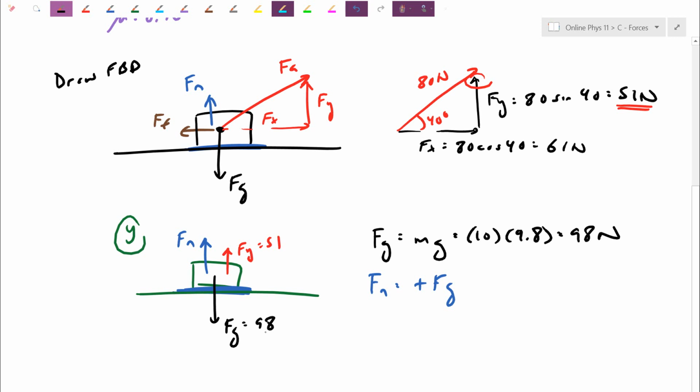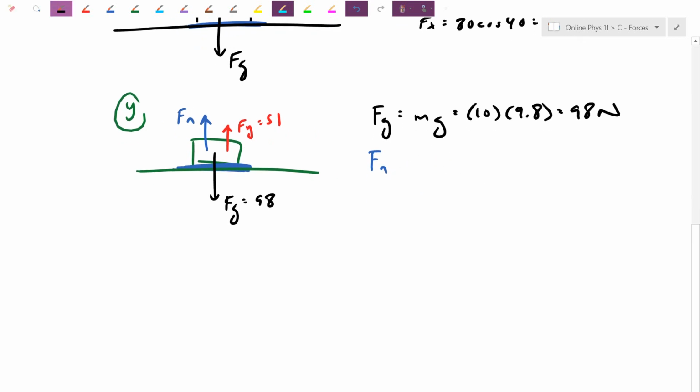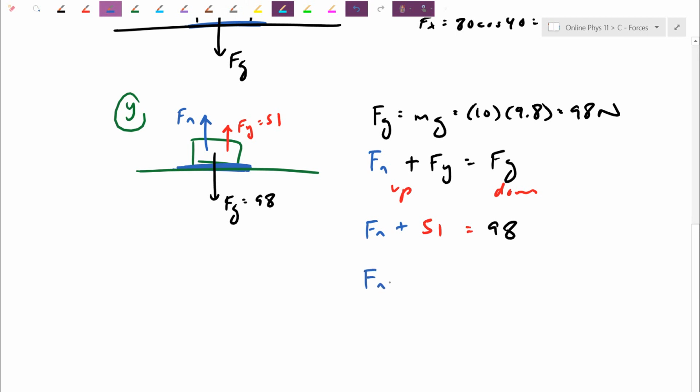The Fn used to go 98, but because I'm also supplying a 51, if the Fn pulled the whole 98, then in total this object would lift off the ground, which doesn't happen. The Fn relaxes a little bit and says, all right, between us two forces, Fn and Fy, we are the upwards pulling forces. Fg is the downwards pulling force. How much does Fn still have to supply, factoring in the vertical amount of your applied force, to counteract gravity? The Fn realizes, I only need to support you 98 minus 51, so this is going to be 47 newtons.